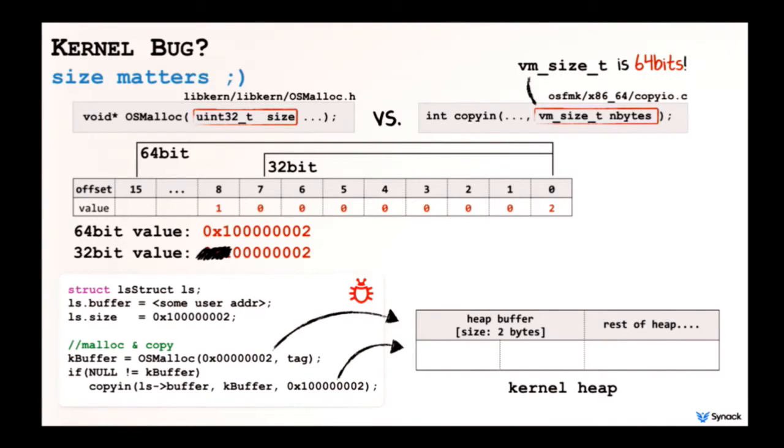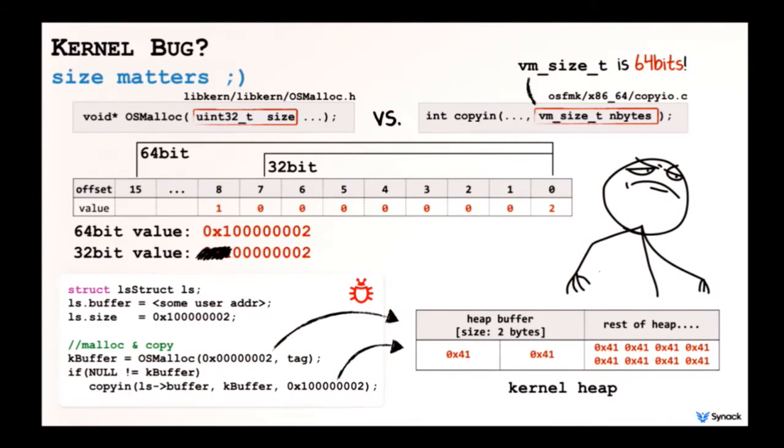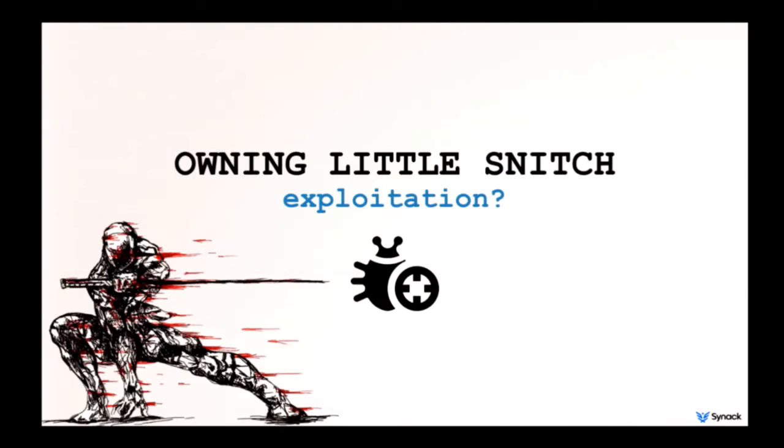Then when it goes to copy, copyin uses the entire 64-bit value. There's no truncation that occurs. So obviously, we get a massive heap overflow because it tries to copy some 2 to the 32, or 4 billion bytes into that. All right, so can we exploit this bug?